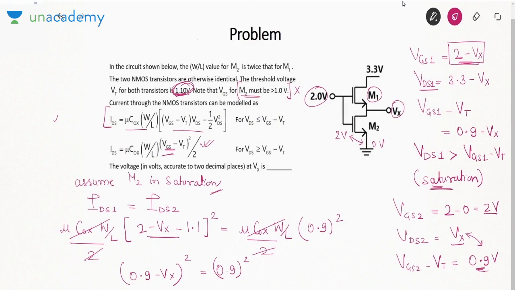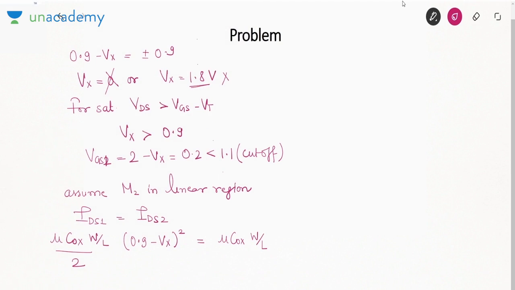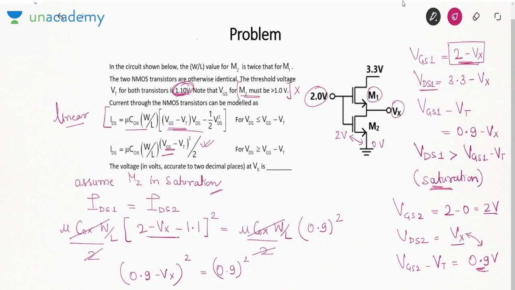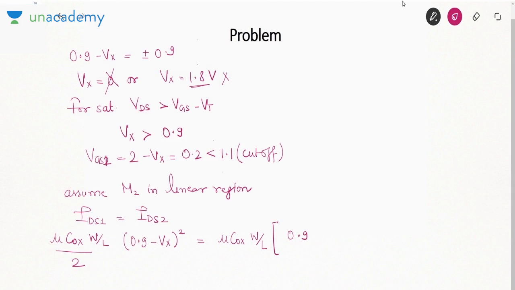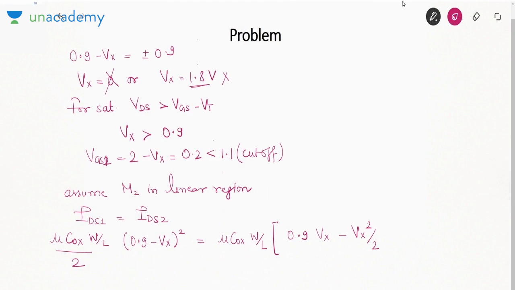Now I'll have to use the expression for the linear region, which means mu Cox W by L. What about VGS minus VT? VGS minus VT for this transistor is 0.9. What about VDS? VDS is Vx. So 0.9 Vx minus Vx square by 2. So this will get cancelled. If you solve this equation, you will get two values of Vx. First Vx will be 1.57 or 0.42. But we cannot use 1.57. Otherwise, again the gate to source voltage will be less than the threshold voltage. So this is incorrect. The answer must be 0.42 volt.